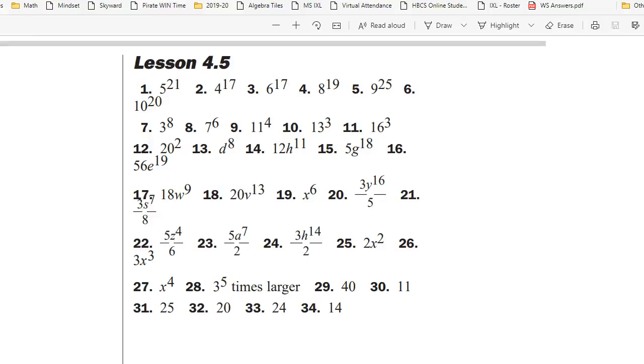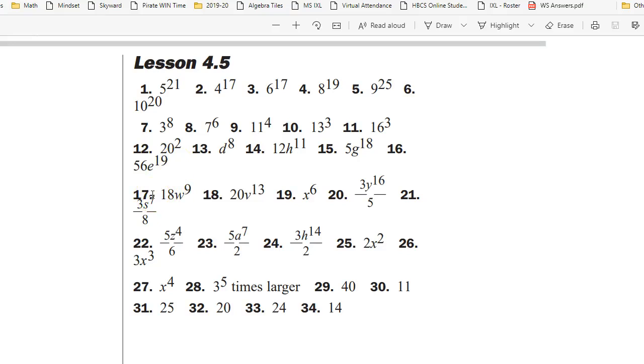Right, so if you could grab your 4-5 worksheet, that was your most recent homework assignment. For number 16, you should have gotten 56e to the 19th power. Number 17 is 18w to the 9th power.